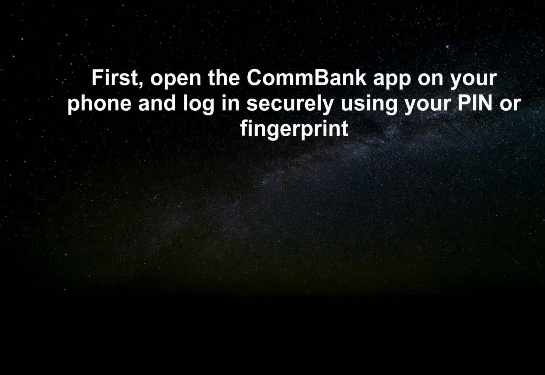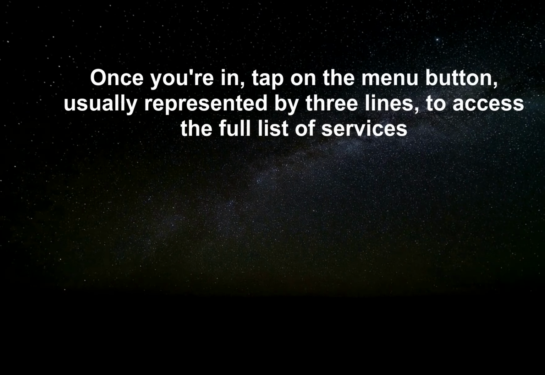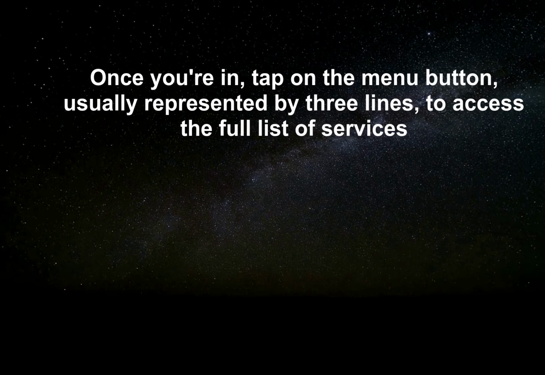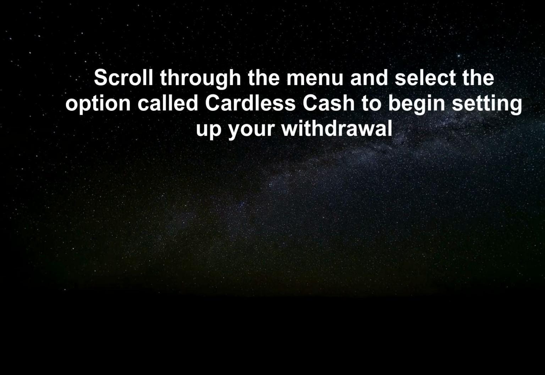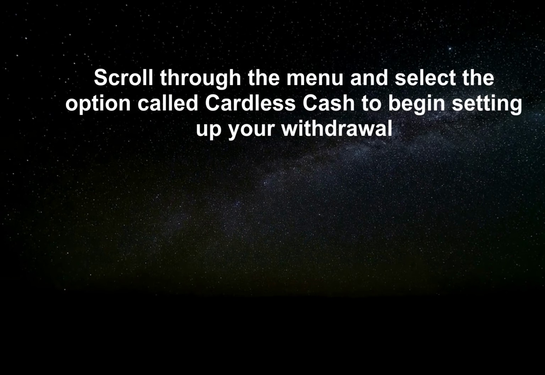First, open the CommBank app on your phone and log in securely using your PIN or fingerprint. Once you're in, tap on the menu button, usually represented by 3 lines, to access the full list of services. Scroll through the menu and select the option called Cardless Cash to begin setting up your withdrawal.